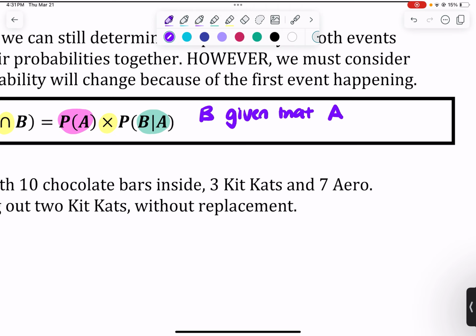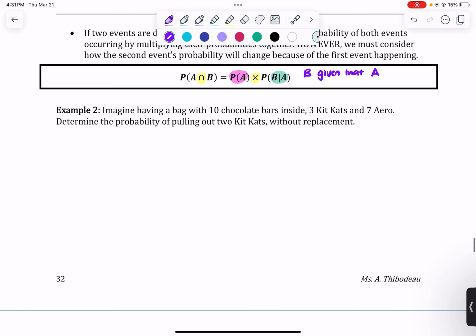But let's just quickly talk about the idea of those dependent events. So if I'm talking about a situation here, I have a bag of 10 chocolate bars inside, 3 are Kit Kats and 7 are Aeros. What's the probability of pulling out 2 Kit Kats without replacement? One of the key things I want to point out is that it says without replacement here, which means I'm not putting back the Kit Kat after I pull it out, or that Aero bar after I pull it out the first time. I'm keeping it out, which kind of makes sense. What's the point of putting it back in there?